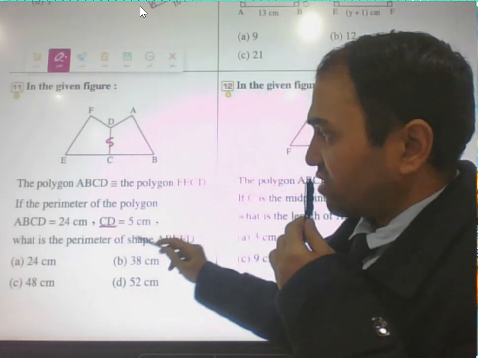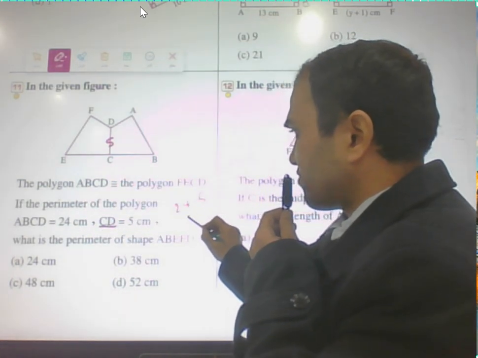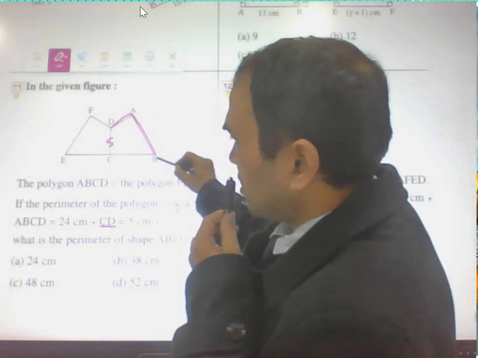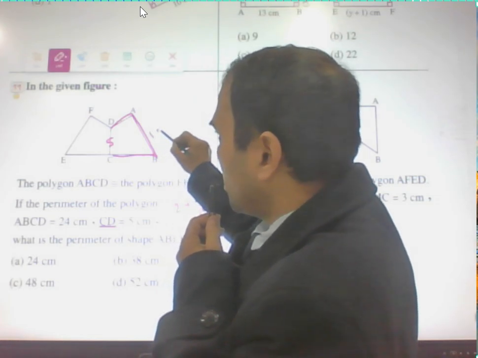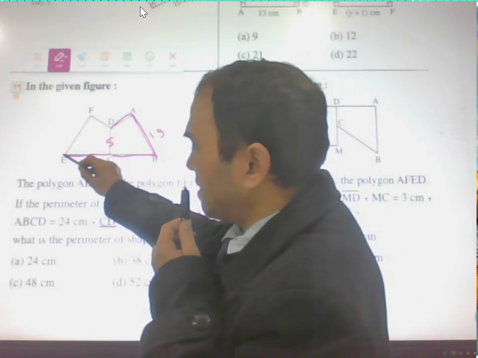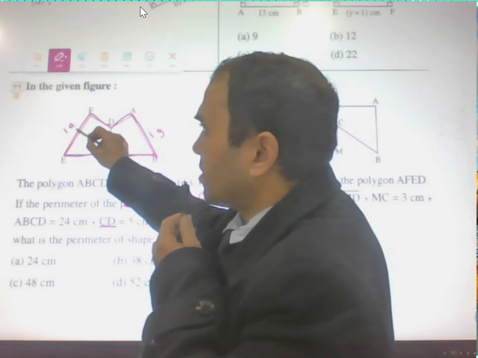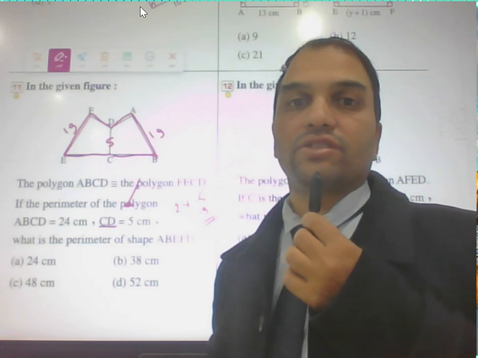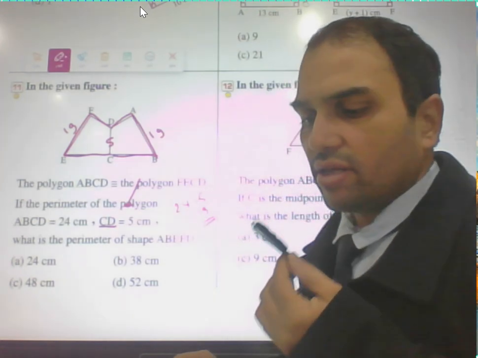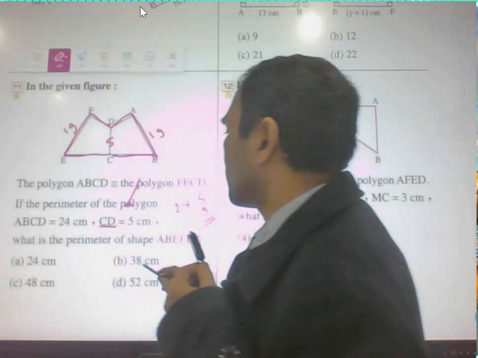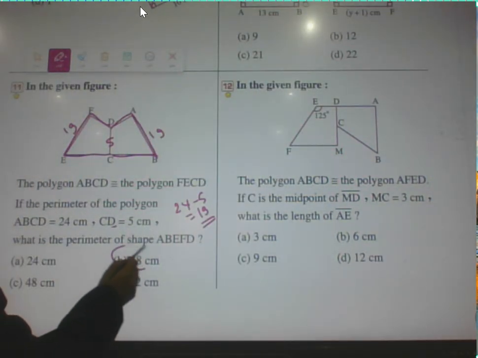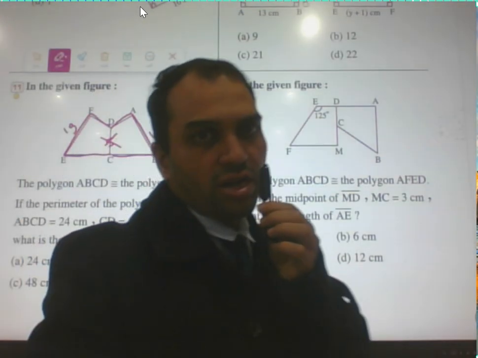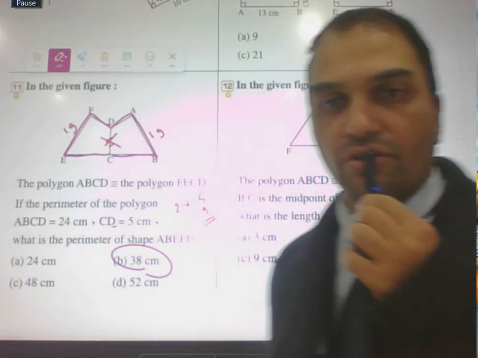Then 24 minus 5 equals 19. This means BD, DA plus EP plus BC equals 19. And also CE plus EF plus ED equals 19. Then for the perimeter, we add the outer sides: 19 plus 19 equals 38. The answer here will be 38. We don't include the 5, because we are speaking about the outer sides. So 19 plus 19 equals 38.